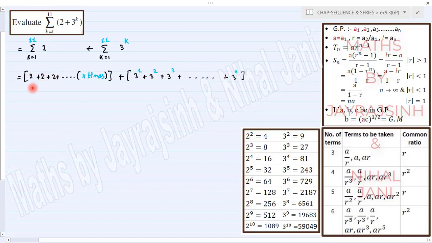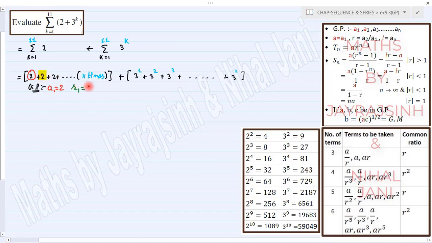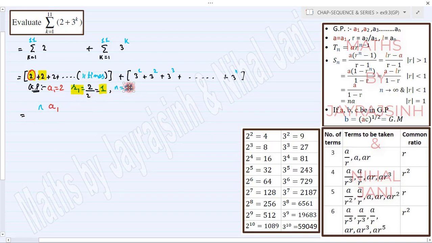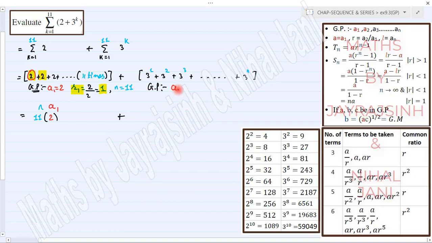Now, your first series is in GP having first term equal to 2, the common ratio of the second term upon the first term is 1, and the number of terms is 11. So, when r is equal to 1, the summation is given by n into a, where n is 11 and a is 2. Or it's just general knowledge that if we add 2 eleven times, it will be 11 times 2, right?